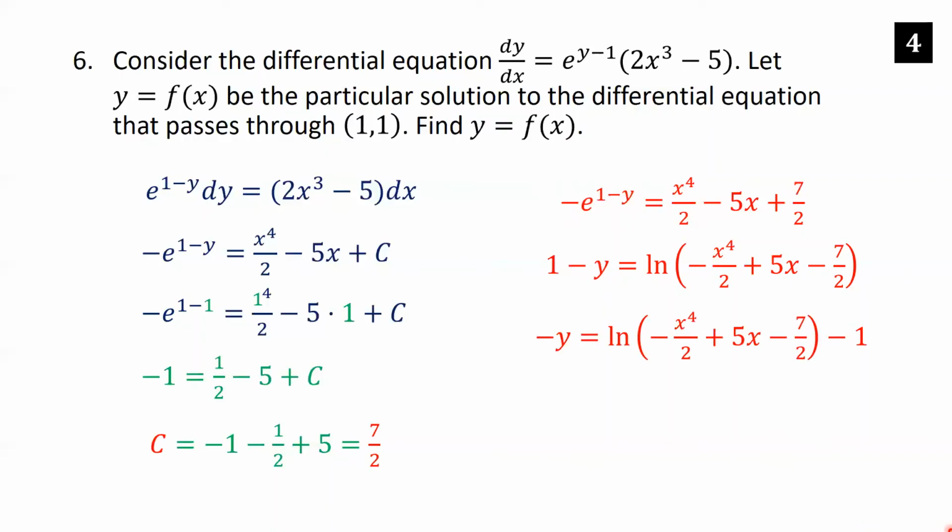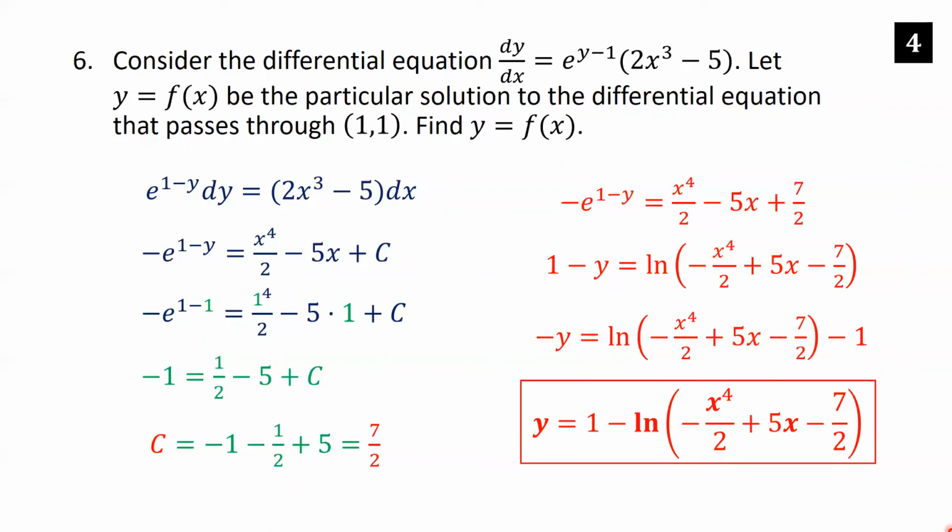Subtract 1 from each side, and then we're going to negate each side. Again, the negative of a minus b is b minus a, so we negate the right just by changing this to 1 minus the ln of that expression. Okay, so the answer is y is 1 minus the ln of negative x to the 4th over 2 plus 5x minus 7 halves.